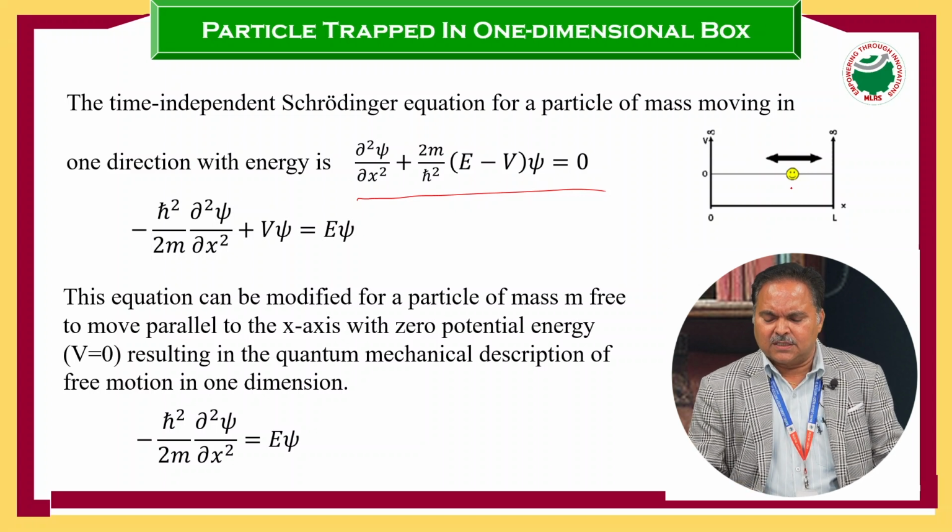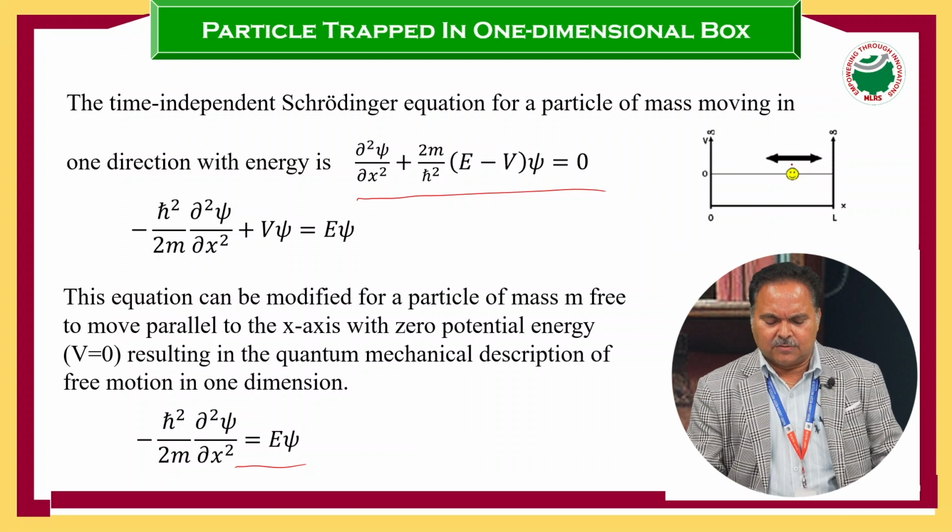Here we are considering inside the box. Inside the box the potential energy becomes 0, so the V term becomes 0. Then the 2m by h bar square term goes to the other side, giving h bar square by 2m into dou square psi by dou x square is equal to E minus V. Since V is 0, the right side is E psi. This is the equation inside the box, where the potential energy is 0.